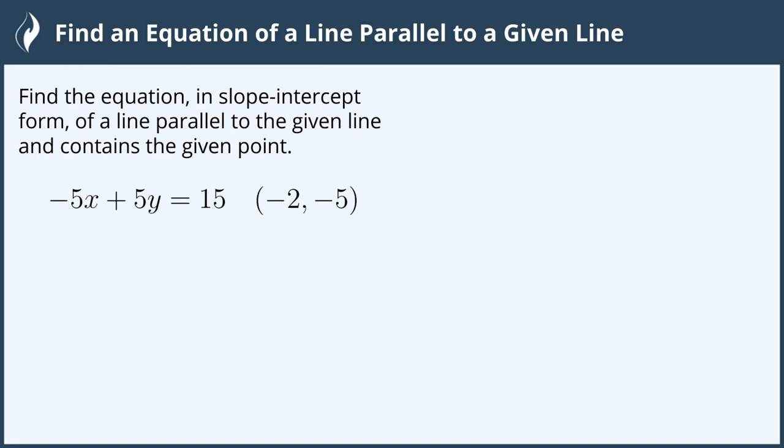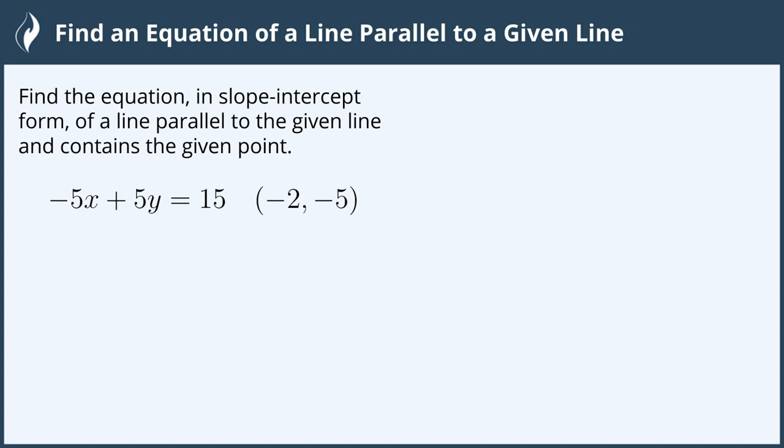Hi everyone. In this video, we will find an equation of a line parallel to a given line. Find the equation in slope-intercept form of a line parallel to the given line and contains the given point. So the first thing we need to do is find the slope of the parallel line that we were given.